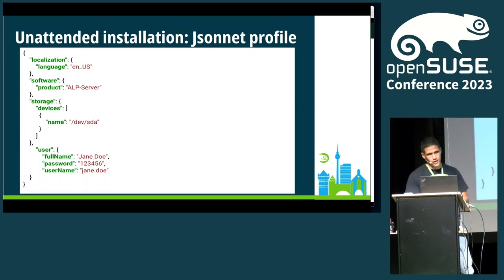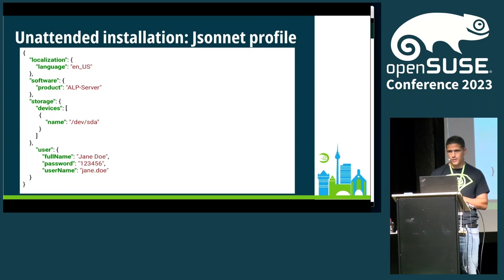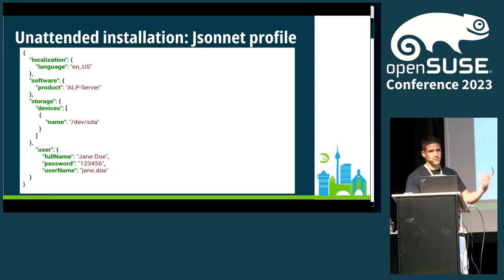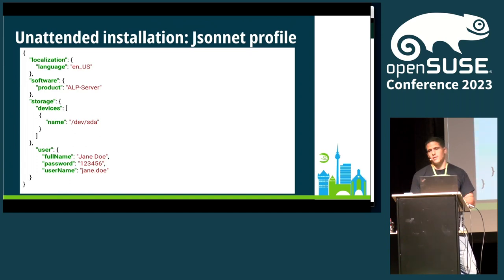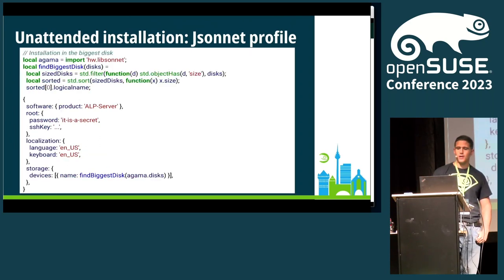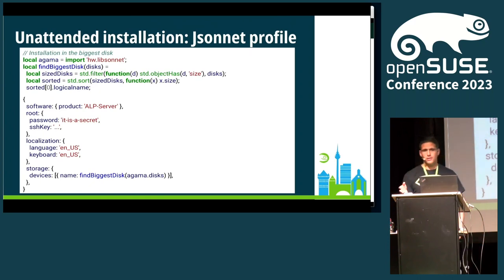So this is the new AutoYaST profile. This is how a profile for unattended installation looks in Agama. It's basically what I did on the web interface, but expressed in JSON. So yeah, you want to install openSUSE Tumbleweed with a default user, with a super secure password, and you want to do it in sda. But it usually happens that you don't know, for example, the name of the devices, and you need some calculations. That's why we have those rules and classes and similar mechanisms in AutoYaST. And by using Jsonnet, that will now kind of come for free.